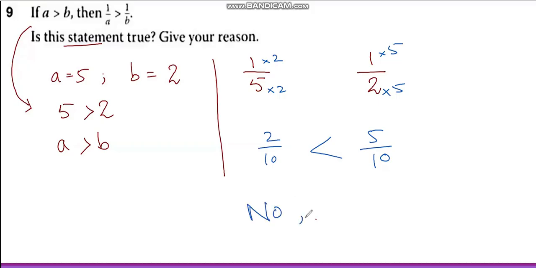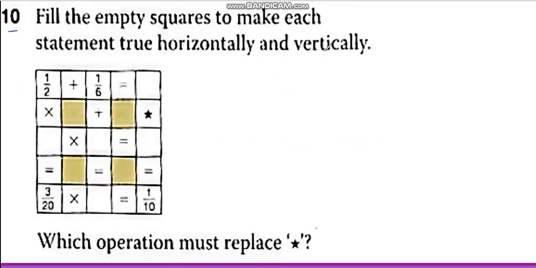Now let's proceed to the next question. In question number 10, it says fill the empty squares to make each statement true horizontally and vertically. We can see that in this column, 1/2 is being multiplied with some number to get 3/20. We can easily figure out this number because if we multiply the numerator with 3 and the denominator with 10, we get 3/20.